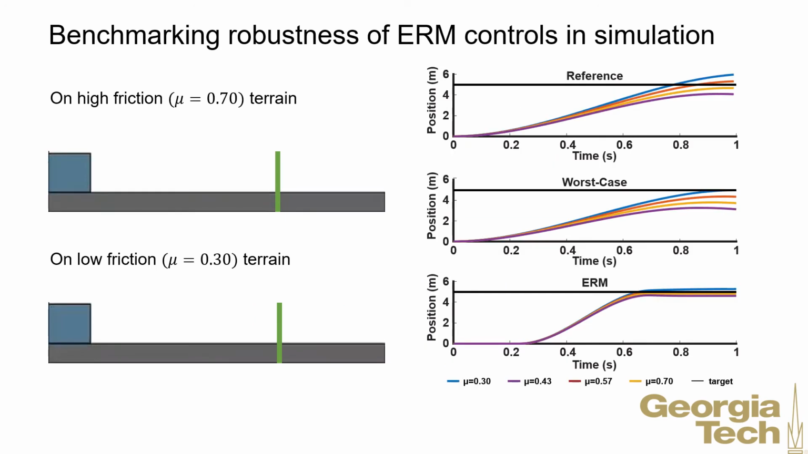By comparing the simulated position traces across a range of friction coefficients, we see that the reference and worst-case simulations have a similar spread in final position, but that the ERM control generates trajectories with a tighter spread around the desired position, indicating the ERM controls are more robust to friction variations.